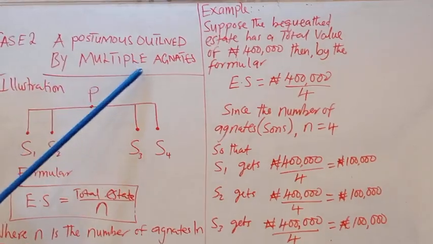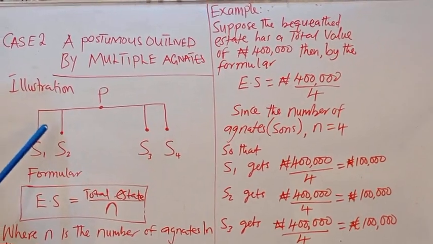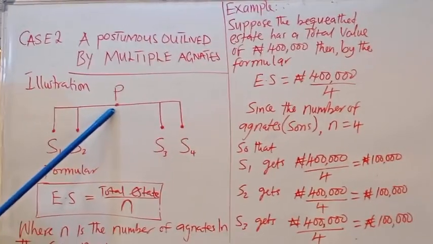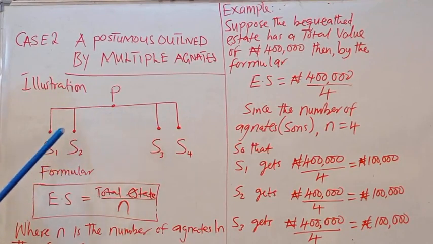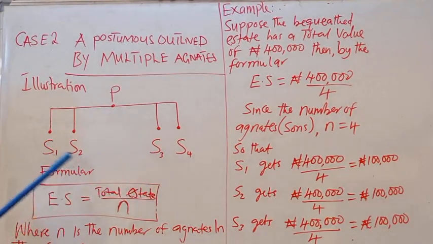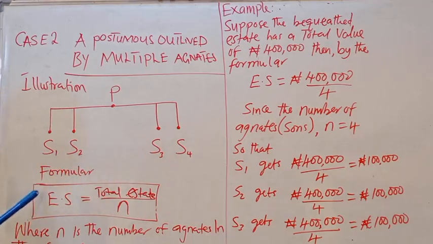A posthumous outlived by multiple agnates. The illustration is as follows. We have a posthumous here, it can be a male or female, outlived by 4 sons, S1, S2, S3, S4. These are the agnates. According to our formula, ES share is going to be total estate divided by N, where N is the number of agnates.